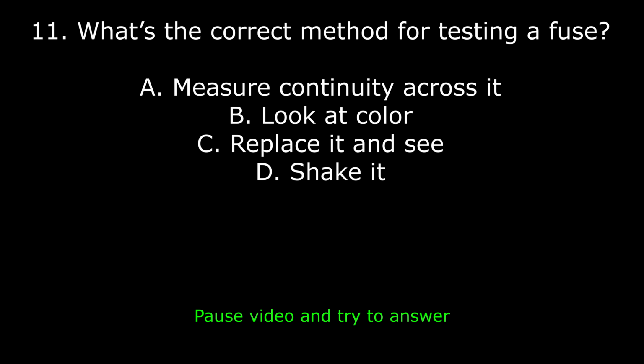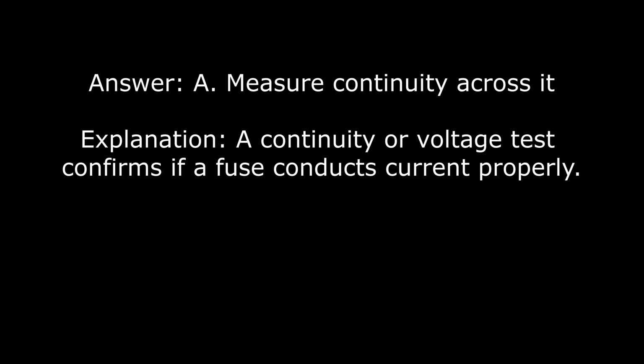11. What's the correct method for testing a fuse? A. Measure continuity across it. B. Look at color. C. Replace it and see. D. Shake it. The answer is A. Measure continuity across it. Explanation: a continuity or voltage test confirms if a fuse conducts current properly.